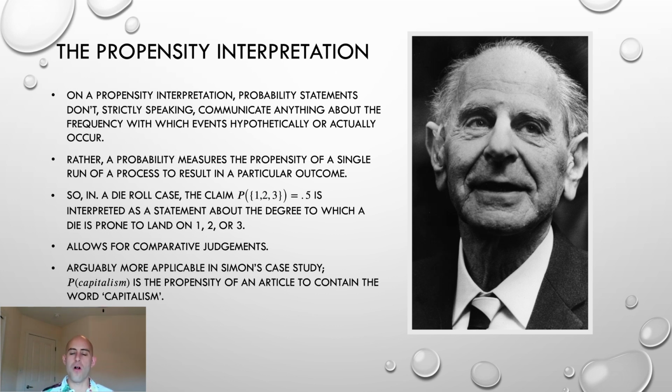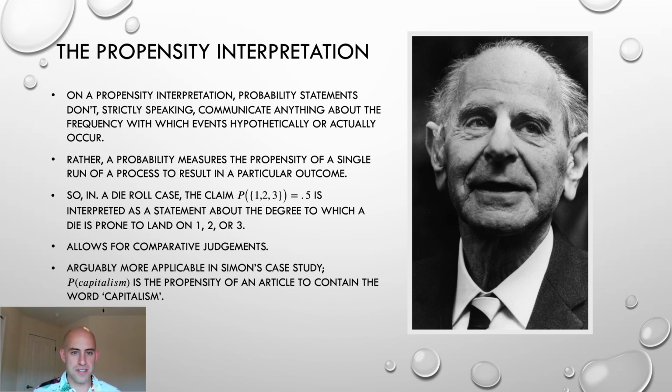And it's arguably more applicable in this kind of case study, right? So we're using a ratio to come up with this probability that capitalism is discussed in a given New York Times article in a given year. And we can say, well, what that's really measuring is the propensity of an article to contain the word capitalism. So if we think of the process as any writer at the New York Times, in 1934, sitting down to write an article, that's the process. How prone is that process in general to produce an article that contains the word capitalism? That's what we're measuring when we take the proportion of articles that do contain the word capitalism and then call that the probability. That's what we're trying to estimate anyway.